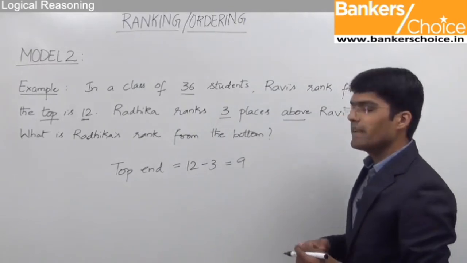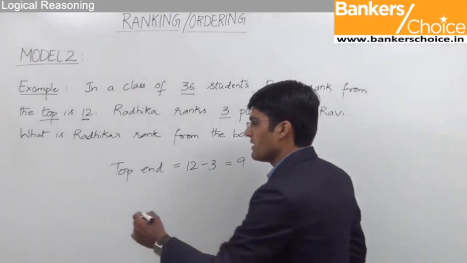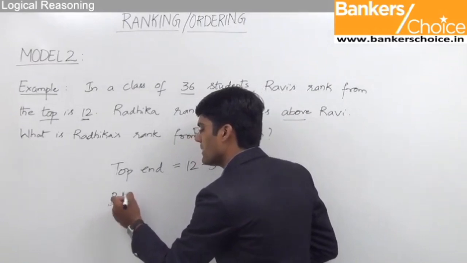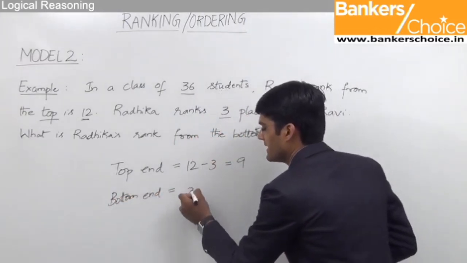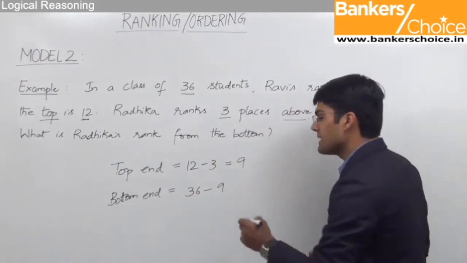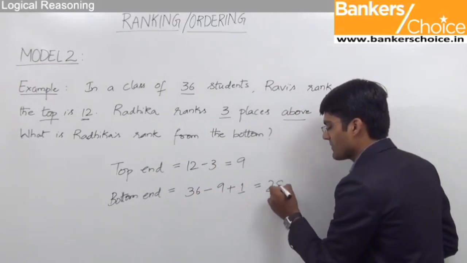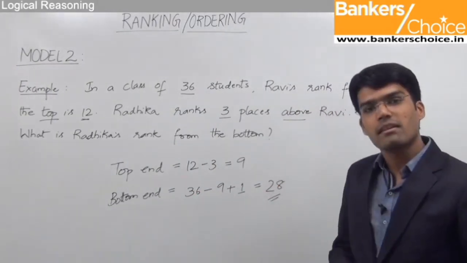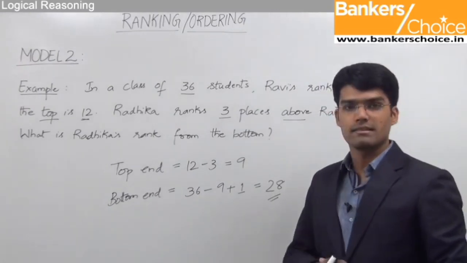And now we can find out Radhika's rank from the bottom end as follows. So Radhika's rank from the bottom end would be the total number of persons, that is 36, minus the rank from the top end, that is 9, plus 1, which comes out to be 28. So we can say that Radhika's rank from the bottom end in this class would be 28.